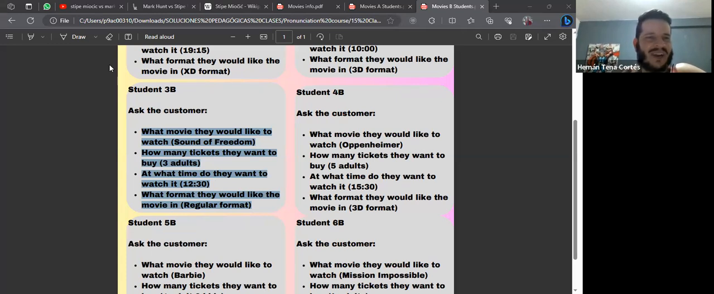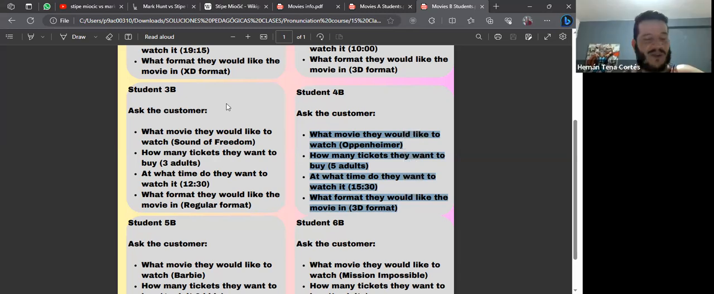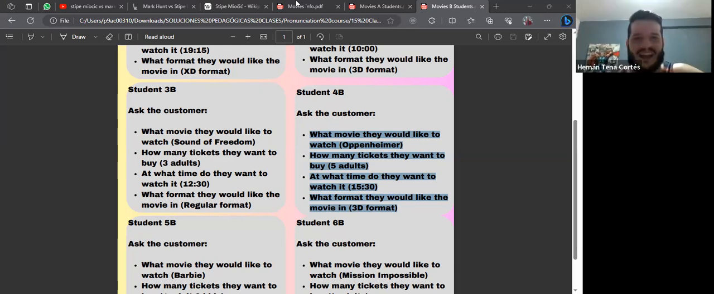All right, whoever interviewed Esther, Esther watched Oppenheimer. She bought 5 tickets. She watched the movie at 15:30, and very expensive. She saw it in the 3D format, which is the most expensive format of all. Esther, how much money did you spend going to the movies?